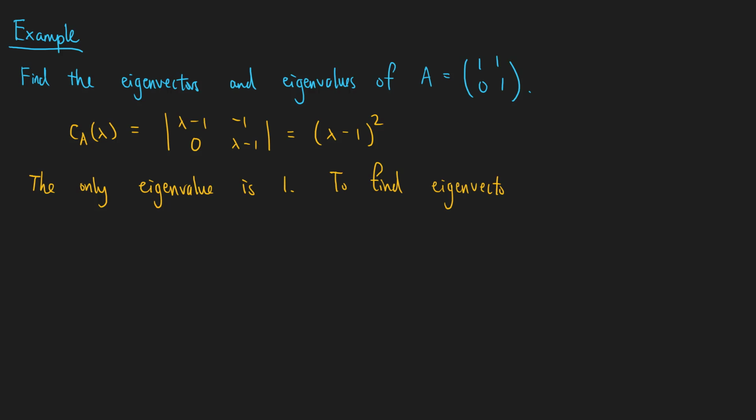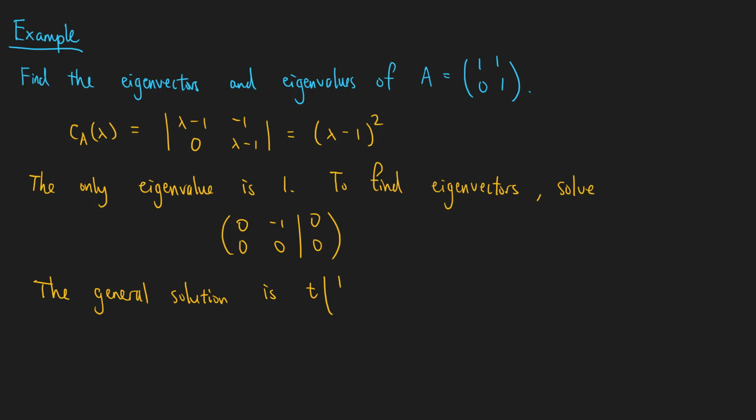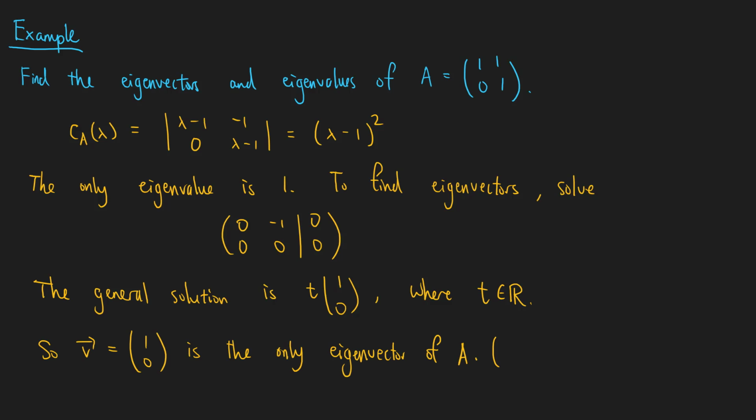To find the eigenvectors, we solve the system 0, negative 1, 0, 0, 0, 0. The general solution is t times the vector 1, 0, where t is a real number. So v equals the vector 1, 0 is the only eigenvector of A up to scalar multiples.